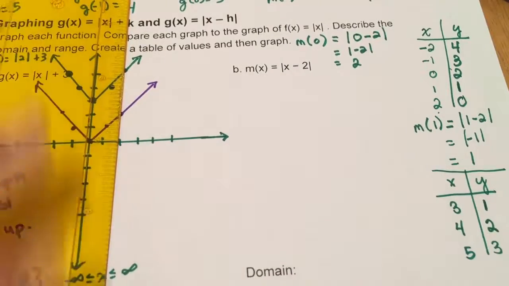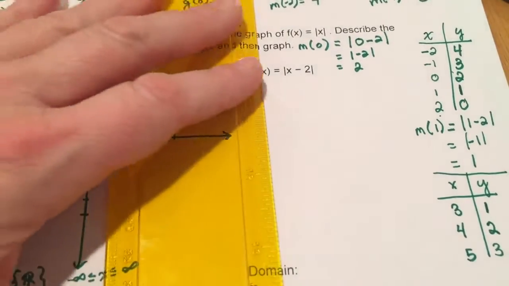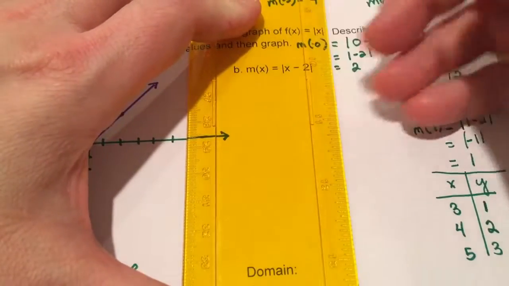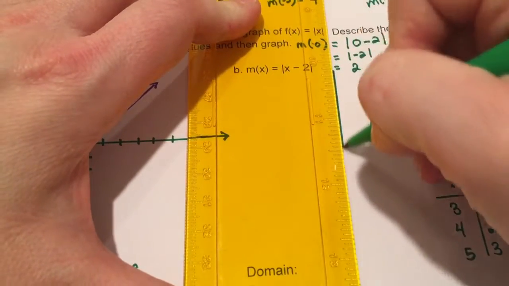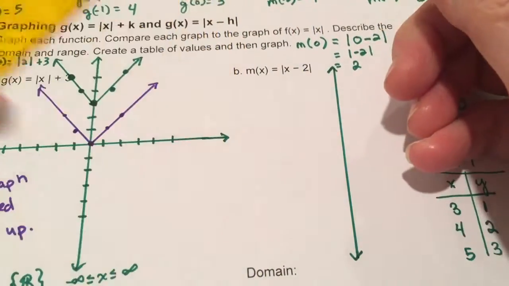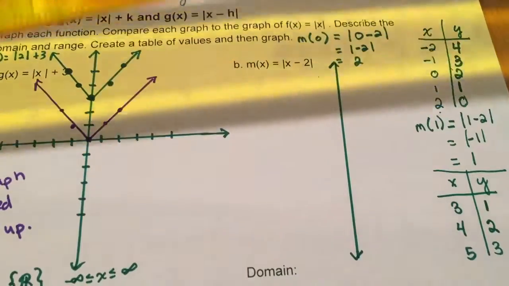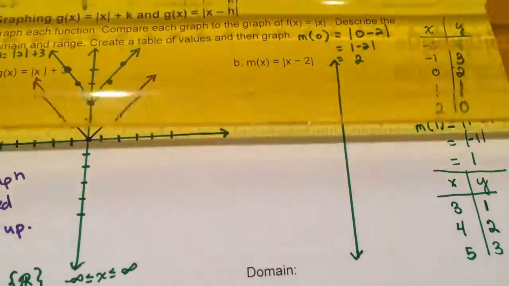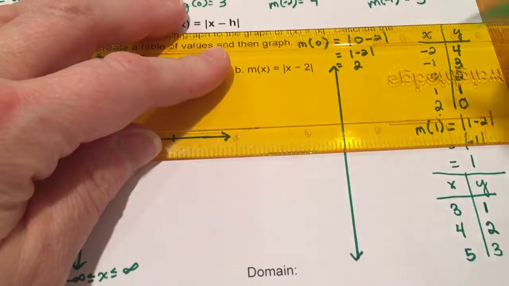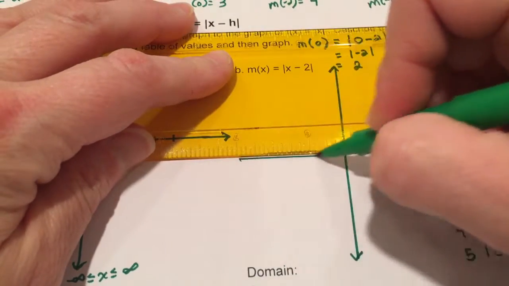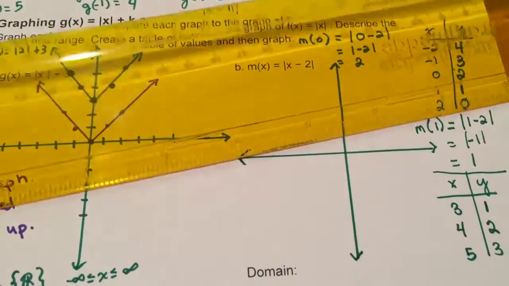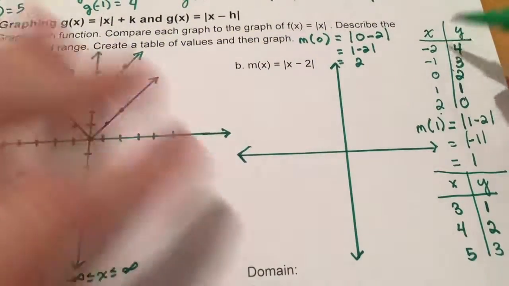So now we're going to create our graph. If you don't see the numbers right away, you want to just keep going until you start to notice them. So you can see the change of the absolute value. So I'm going to draw my X and Y axes. Use your ruler. Okay, and now I'm going to graph my points.